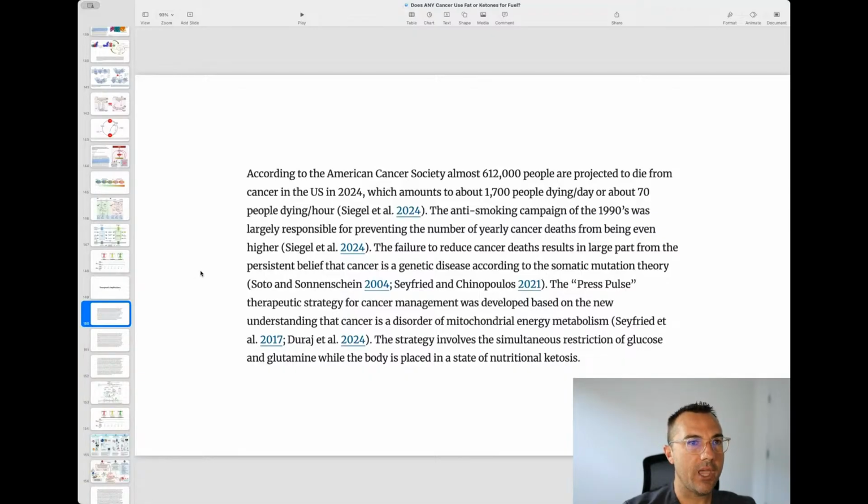The anti-smoking campaign of the 1990s was largely responsible for preventing the number of yearly cancer deaths from being even higher. The failure to reduce cancer deaths results in large part from the persistent belief that cancer is a genetic disease, according to the somatic mutation theory. The press-pulse therapeutic strategy for cancer management was developed based on a new understanding that cancer is a disorder of mitochondrial energy metabolism. The strategy involves the simultaneous restriction of glucose and glutamine while the body is placed in a state of nutritional ketosis.